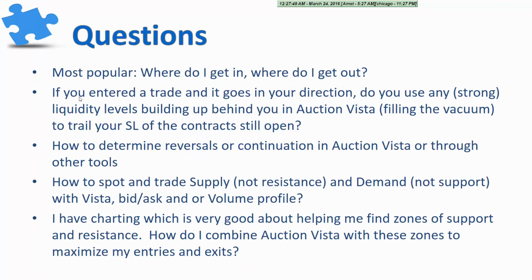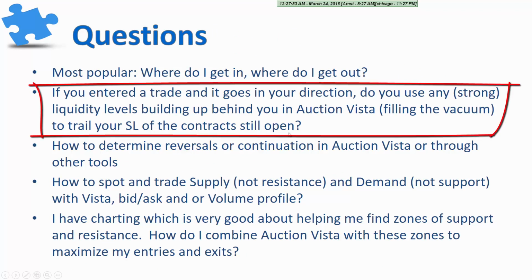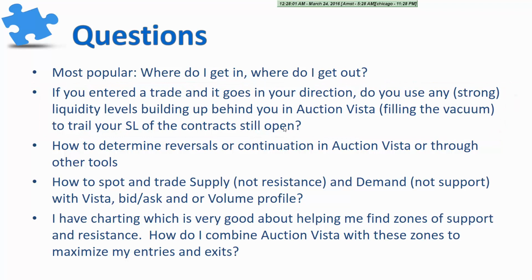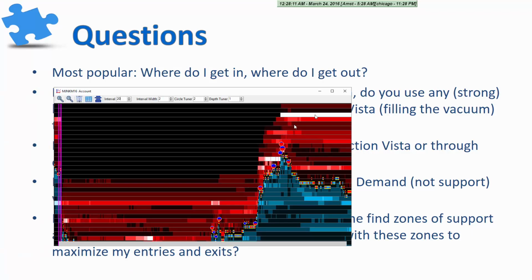Now, we've got some other questions. So that's the first one, where do I get in, where do I get out? The next one: if you entered a trade and it goes in your direction, do you use any strong liquidity levels building up behind you in Auction Vista to trail your stop loss of the contract still open? And what we'll do, we'll just bring across Auction Vista.